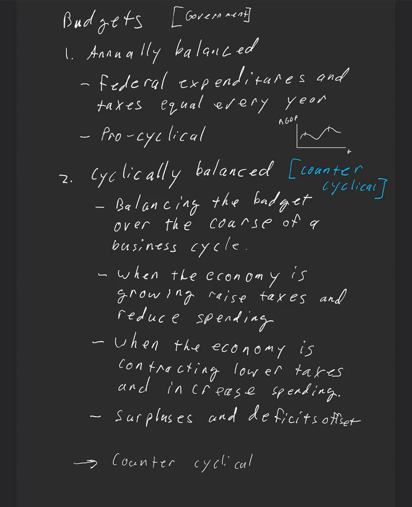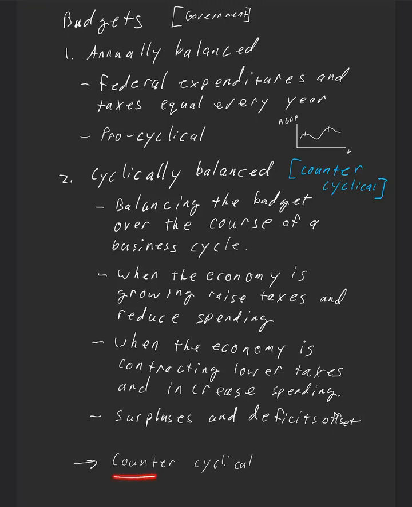So what that means is every time you go from recession to expansion, so from peak to peak, right? From peak to peak, then you would balance the budget, right? So when the economy is growing, you raise taxes and you reduce spending. When the economy is contracting, you lower taxes and you raise spending. And you do this to the same amount such that surplus and deficits offset each other.